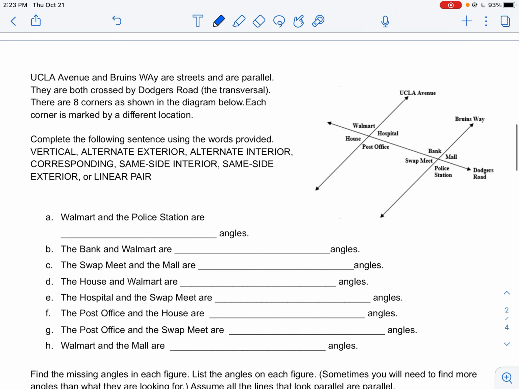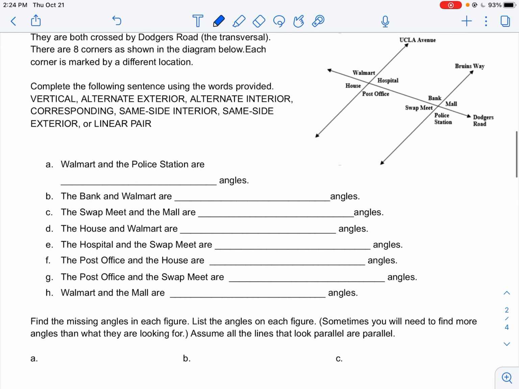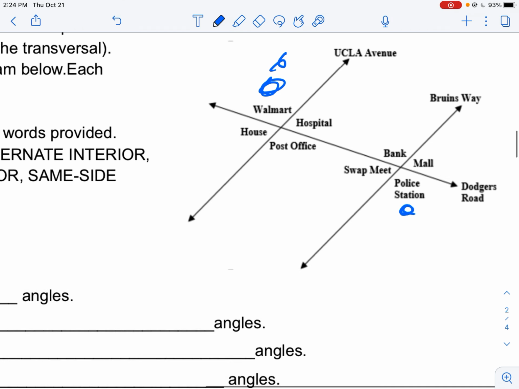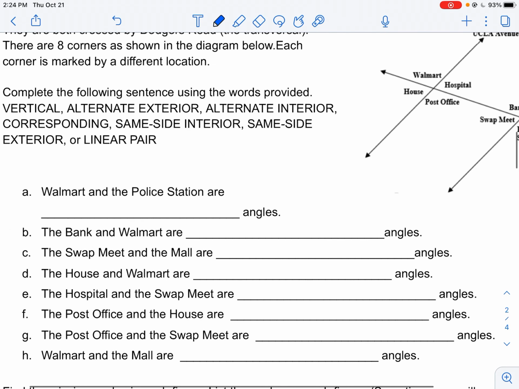Okay, so let's look at this. UCLA Avenue and Bruins Way are streets that are parallel. They both are crossed by Dodgers Road, the transversal. There are 8 corners. And we're going to figure out what kind of angles these are. So if I look at Walmart, which is right here, and I look at the police station, we want to know what kind of angles those 2 angles right there are. Those are alternate exterior angles. So we're going to put alternate exterior.